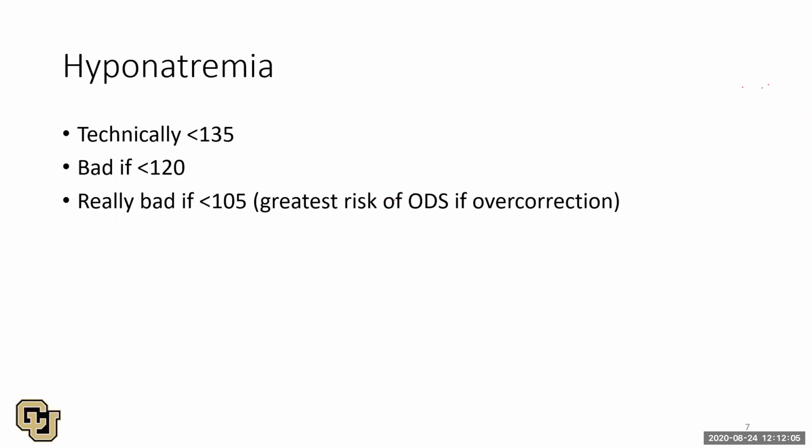Okay, so we're talking about hyponatremia today. Just to define it for you, technically it's any level of sodium less than 135, but hyponatremia is considered pretty severe if it's less than 120. And then remember that it's really bad if it's less than 105. The data shows that there's a greatest risk of osmotic demyelination syndrome if overcorrected when you start with levels less than 105. And so this is sort of how I prioritize it in my mind.